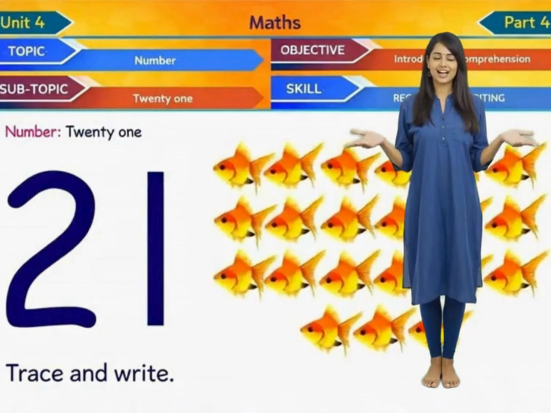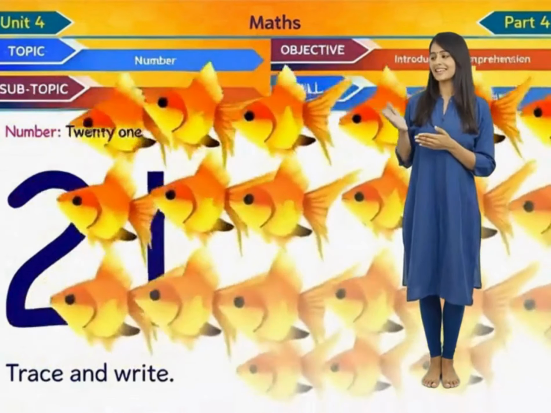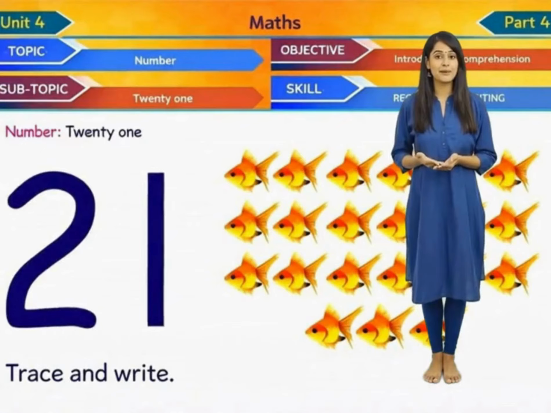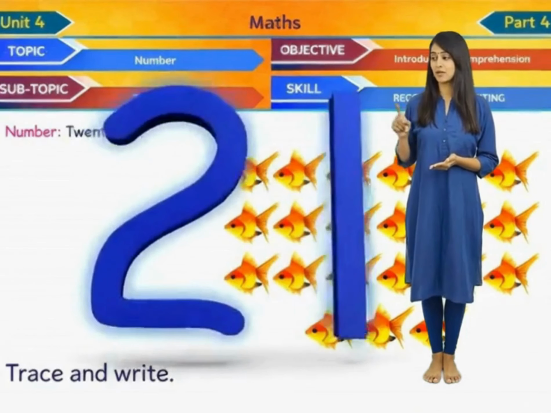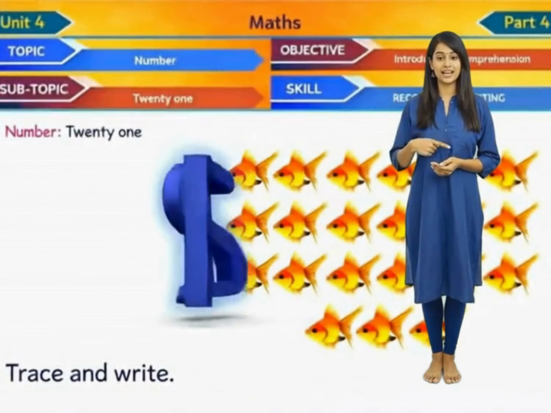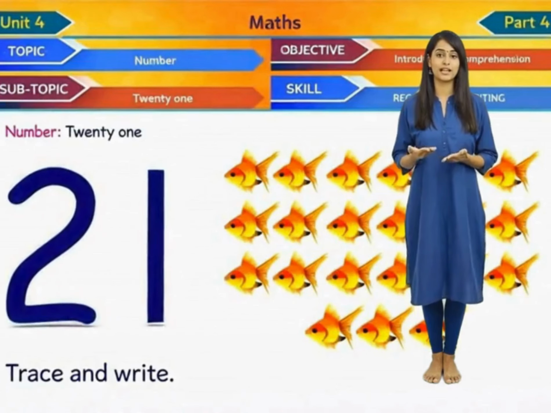Hello, my little stars. Welcome back to our new session. Today we are going to learn a new number called 21. Look at this big number on the page, children. This is number 21. It is made by joining number 2 and number 1 together. It comes after 20 when we count numbers.